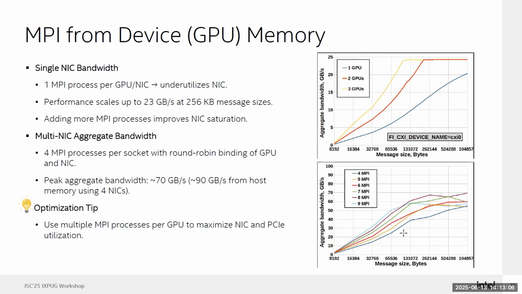When we were using the host memory, it was around 90 gigabytes. So there is a difference between using host memory or the GPU memory. And in this case, this performance reduction is due to a limitation on the communication path between the GPU and the NIC.